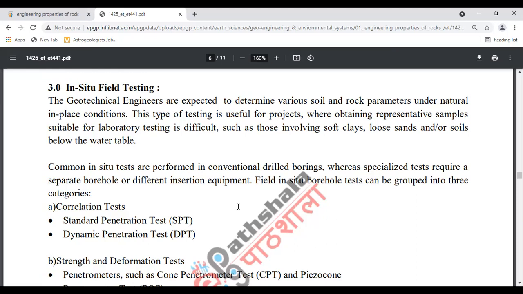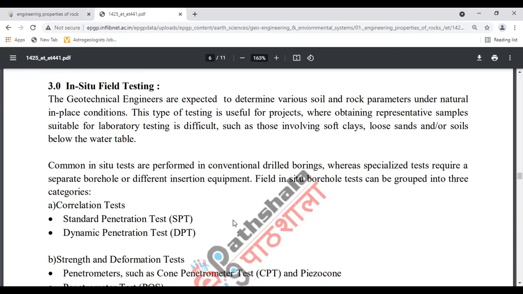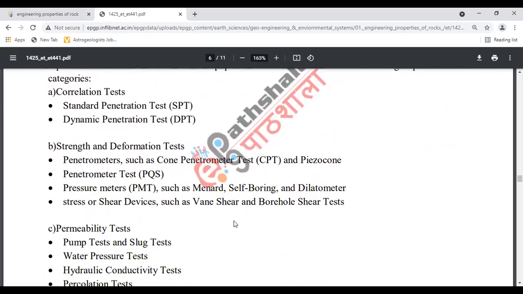Common in situ tests are performed in conventional drill borings, whereas specialized tests require a separate borehole or different insertion equipment. Field in situ borehole tests can be grouped into three categories: correlation test, standard penetration test (SPT), dynamic penetration test (DPT), and strength and deformation test.